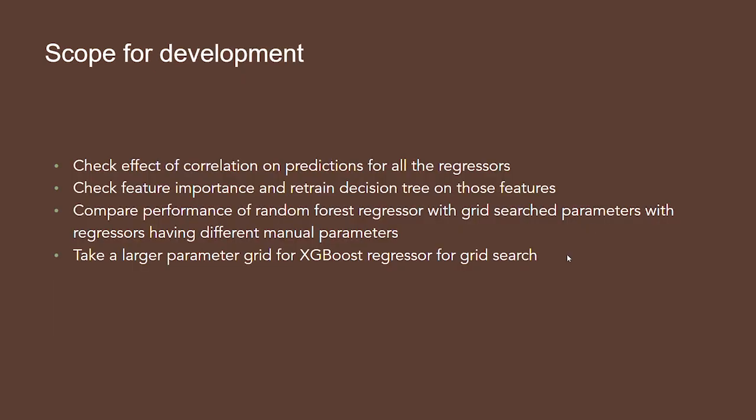And here we have some future scopes for development. As we have mentioned earlier, we can perform correlation analysis over here, like we can check how the correlated variables affect our prediction and so on. In the case of decision tree, we can check out feature importance, and then we can retrain the decision tree based on those important features. For random forest, we can check the performance of our grid search parameter random forest against some more manually searched parameters. And for XGBoost, as we mentioned earlier, we could check for an even larger parameter grid.